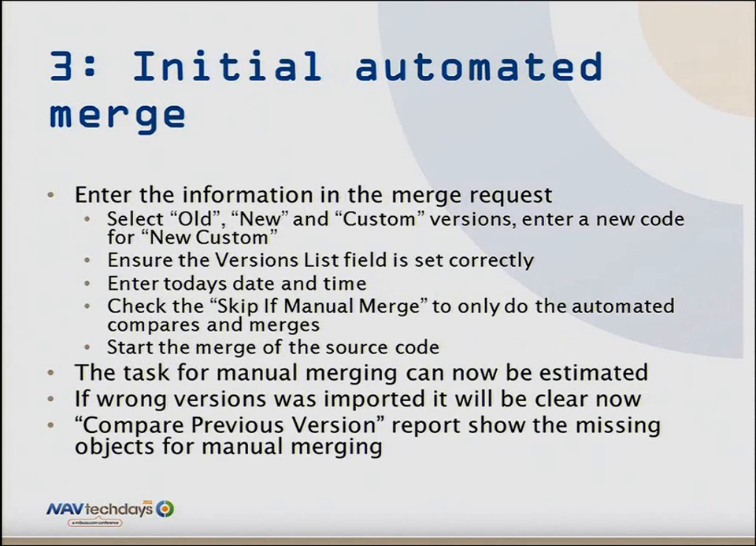Initial merge, you select the versions, and after you've done this, you have really not put any time into it, and you can now estimate how much it will actually take based mainly on the groups and how many objects are left in there. It also will show if you actually imported the wrong version, because you see a huge amount of code still being in there. And you can use the report as I showed it in here.